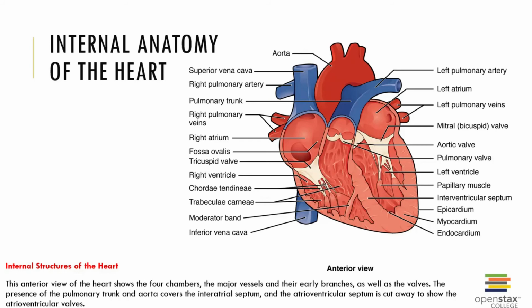Then we have something called the semilunar valve, which separates each ventricle from the vessels that exit them. All right, so this valve is made of 3 crescent-shaped or pocket-like cusps. And there are also 2 types of semilunar valves. We have the pulmonary and we have the aortic.